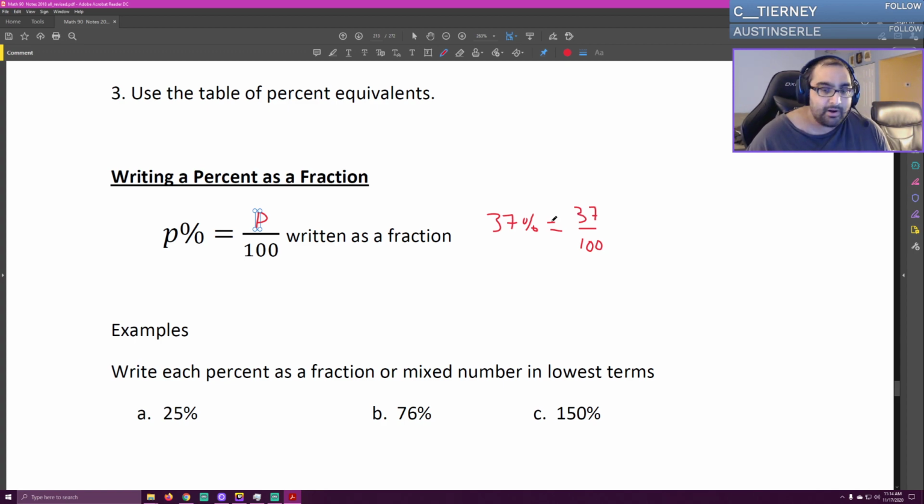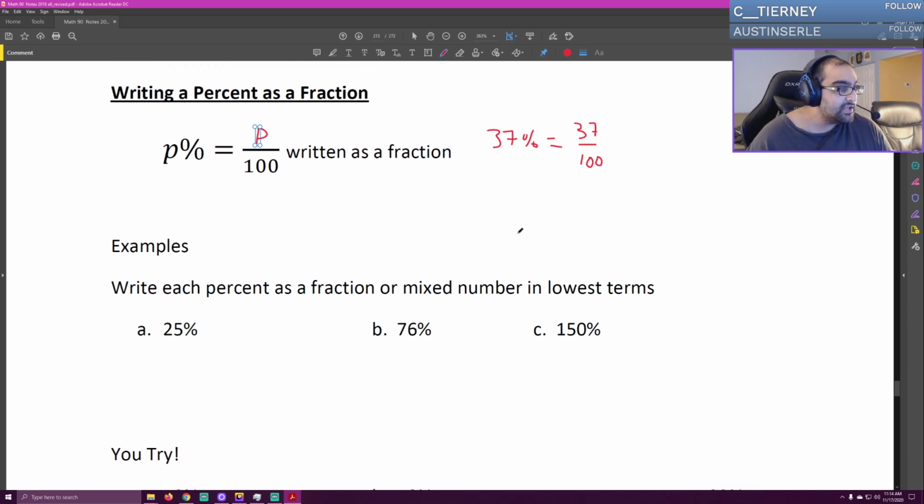Really, the key part here is that although we can express it as 37 over 100, because we're converting this into a fraction, remember with any fraction, we can reduce that down to its lowest terms. So that's what these examples are going to be talking about here. This is the first step of having 37 over 100, but then we want to reduce that fraction down as such.